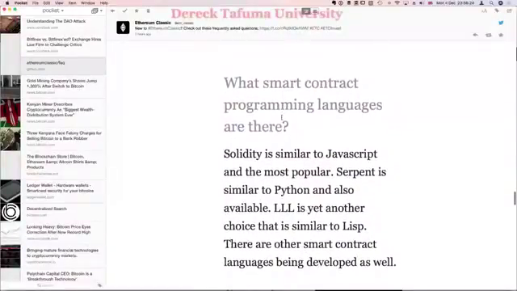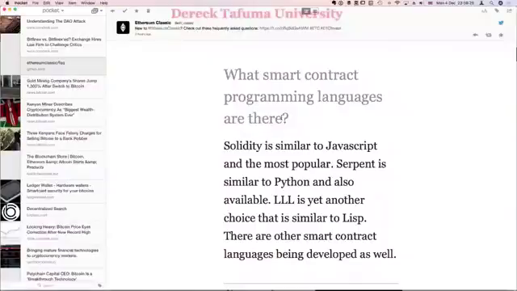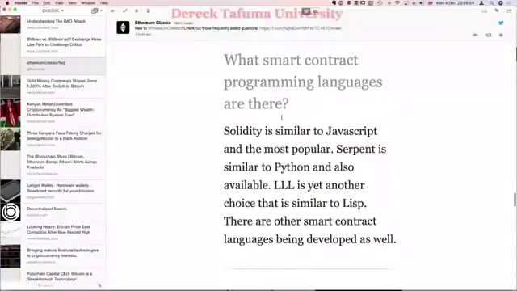What smart contract programming languages are there? Solidity is similar to JavaScript and the most popular. So if you want to learn programming for blockchains, I suggest you learn Solidity. It's similar to JavaScript and is the most popular. Serpent is similar to Python and also available. LLL is yet another choice that is similar to Lisp. There are other smart contract languages being developed as well.